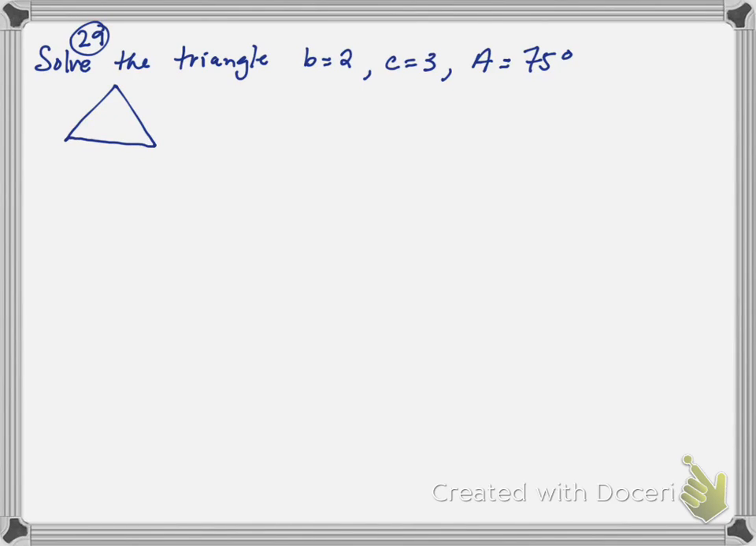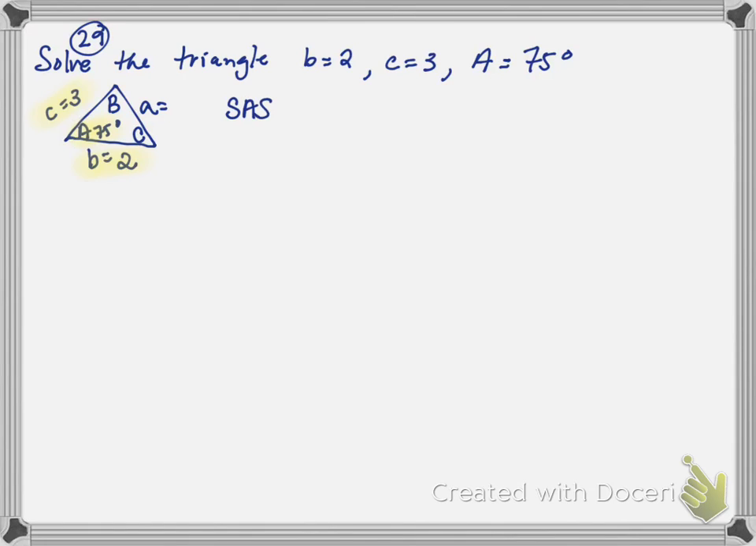So I'm just going to make any old triangle, and I'm going to put angle A here, angle B here, angle C there. Side A has to go across from angle A, side B has to go across from angle B, and side C has to go across from angle C. So I know side C is equal to 3, side B is equal to 2, and angle A is 75 degrees. So what we have here is side, angle, side.